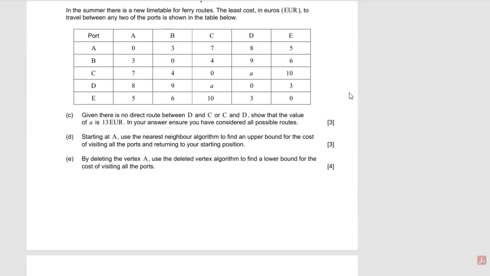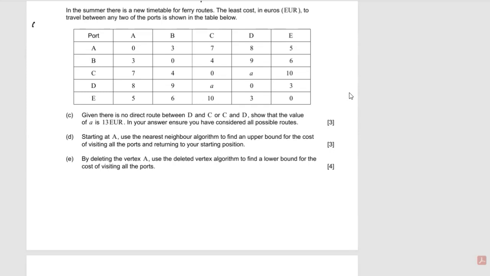So I mean, if I can't go directly from C to D, I can try some different routes, right? So I can move from, let's say, C to A and then A to D, right? Or maybe C to B and then to D. Or I can try C to E and E to D, right? So that's just like the concept of this question. So I need to consider all possibilities.